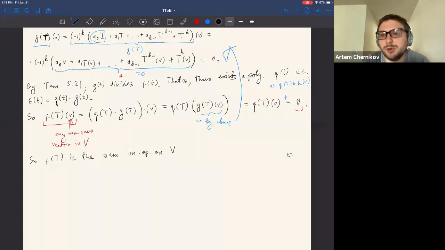So you see, we used some of these previous results. We used the properties of the cyclic subspaces. We used our result about the characteristic polynomials of a restriction of a linear operator to a subspace, etc. So all of this comes nicely together in this argument for the Cayley-Hamilton theorem.